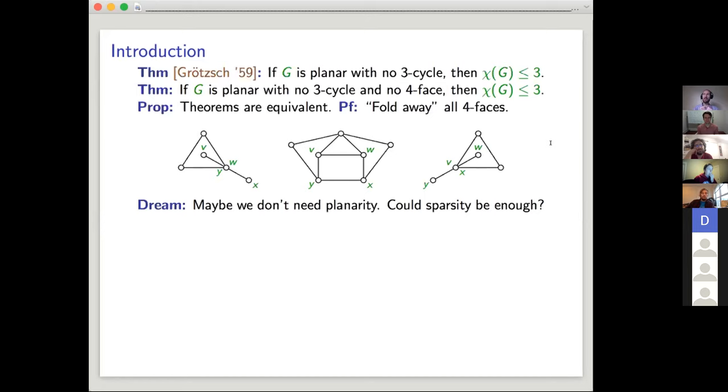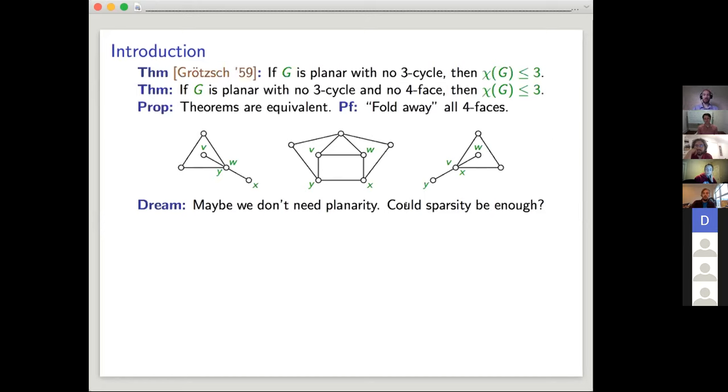Now, one thing that I've seen, so I work a lot on coloring sparse graphs, which very intuitively just means there's not that many edges. And one natural class of graphs that are sparse is planar graphs, or planar graphs where the girth, which is the length of the shortest cycle, is bounded from below, right? So if you have planar graphs with no three cycles, then they have at most 2n minus 4 edges on n vertices. Or if they have higher girth, then the number of edges continues to decrease.